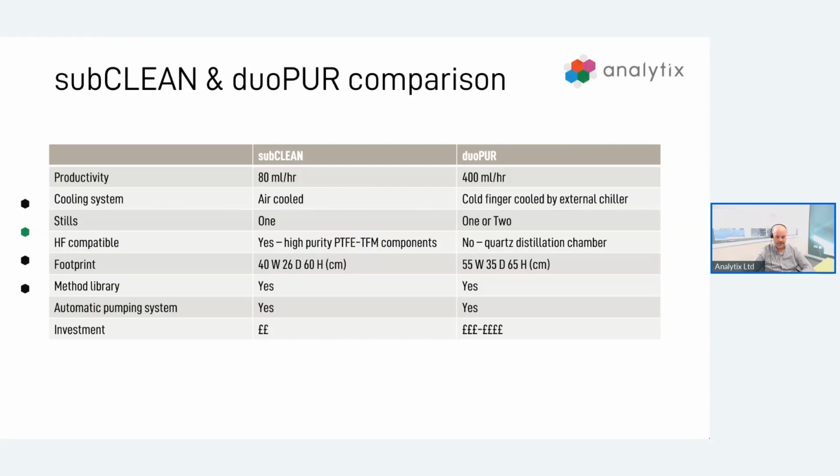In terms of footprint, the subclean is smaller, so it takes up less space on the bench than the duoport. With the duoport and the sub-pure, there is a chiller that you would have to factor in to place under the bench. So if you're looking for a compact solution, the subclean can offer benefits there. In terms of the method library and the pumping system, these are exactly the same. It's the same control terminal, same method libraries and methods that we would use.